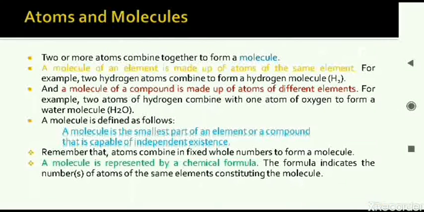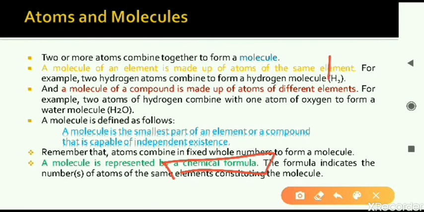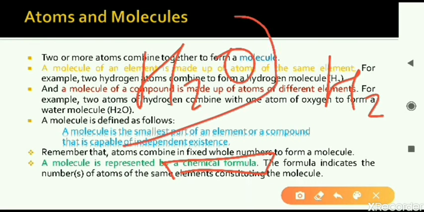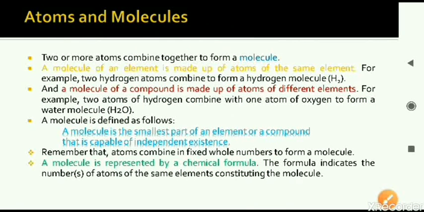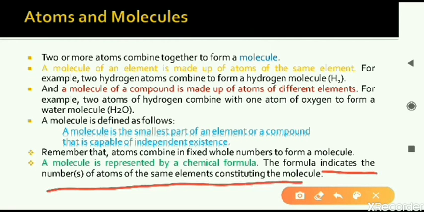We can write a molecule by the use of a chemical formula. This H2, what is it? It is the chemical formula. H2O is the chemical formula of water. CO2 is the chemical formula of carbon dioxide. So all these are chemical formulas of different molecules of different things. Different compounds, or we can say different molecules, can be represented by chemical formulas. And this formula indicates the number of atoms that constitute the molecule.